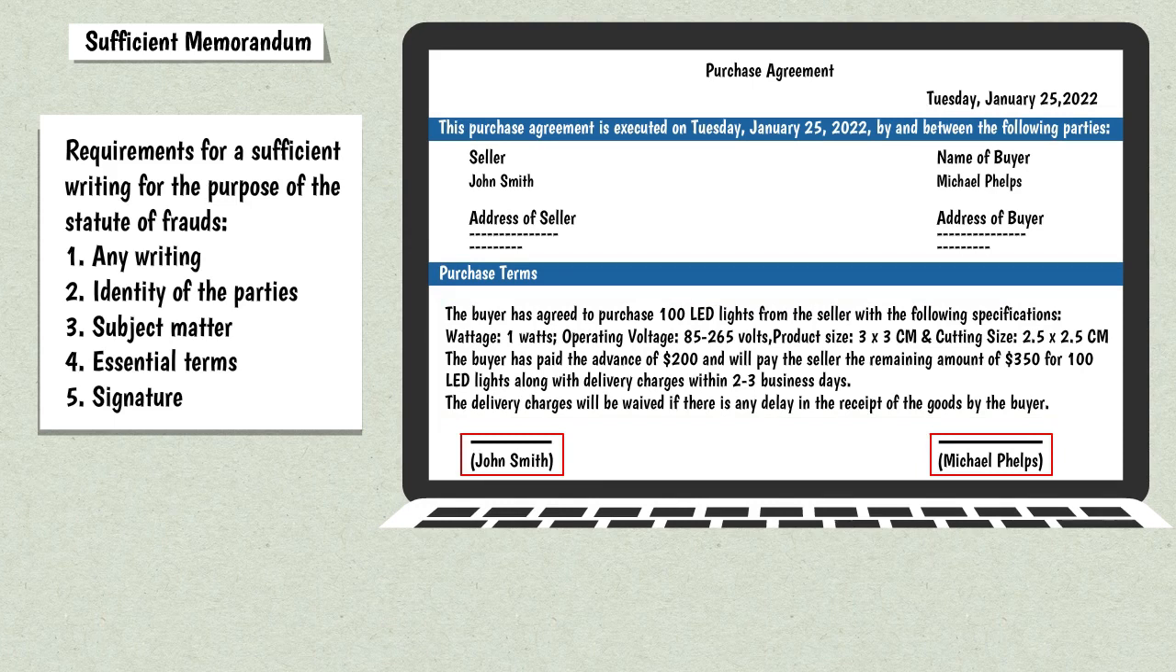Fifth, signature. The writing must be signed by the party to be charged, meaning the party seeking to avoid enforcement of the contract on Statute of Frauds grounds. Initials on the document will suffice.